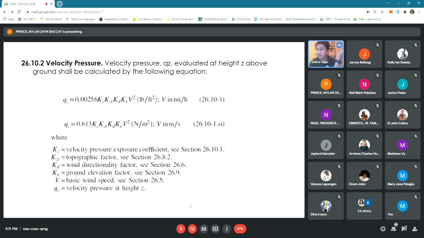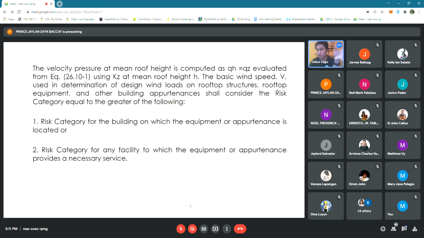Before we get the value of our QZ, the legends are already there, telling us which formula or variable to use. Next, we have velocity pressure. The velocity pressure at mean roof height is computed as QH equals QZ evaluated from equation 26.10-1. That's the previous equation, the one we just mentioned in the previous slide. So your QH is equal to your QZ.